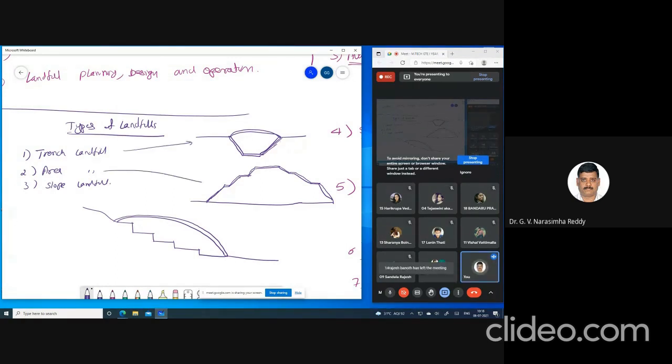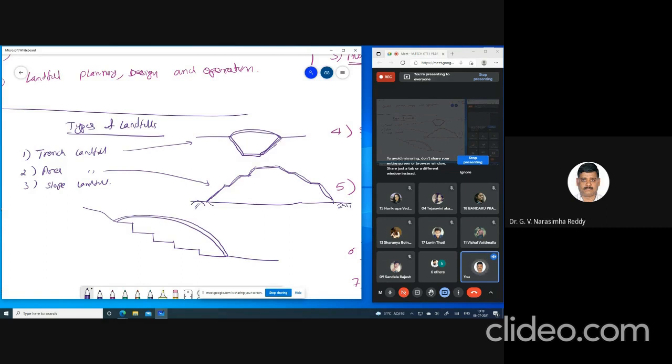Next is the area landfill. It's the landfill which you will construct generally above the ground. Here the waste you will dump in layers, and other things that we will discuss later. And generally, this is above the ground.